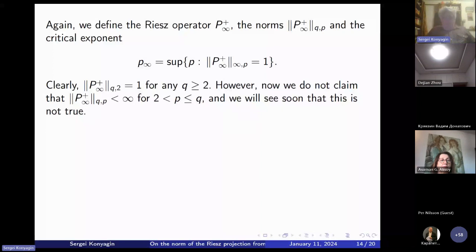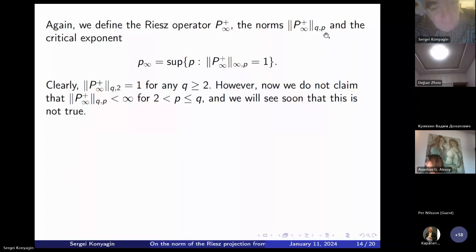And we again can define the Riesz operator on the infinite dimensional torus, and we can ask about the norm of this operator, for which q and p this number is finite. Again, we consider that q and p are greater than or equal to 2. And again, if p is 2, then it is easy to see that the norm of this operator is 1.